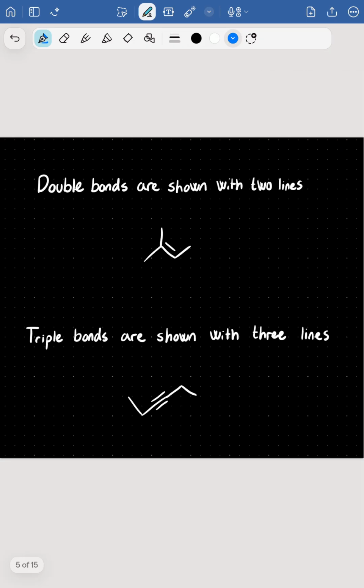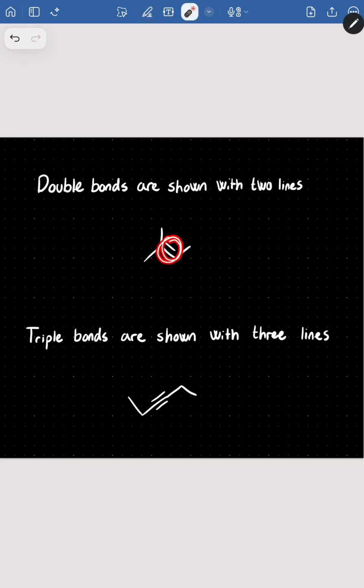Double bonds are shown with 2 lines. As you can see here, this is a double bond. And triple bonds are shown with 3 lines. This is a triple bond.